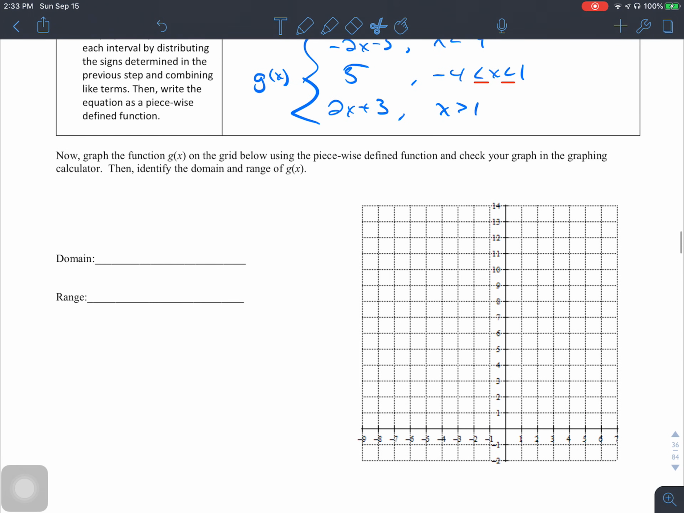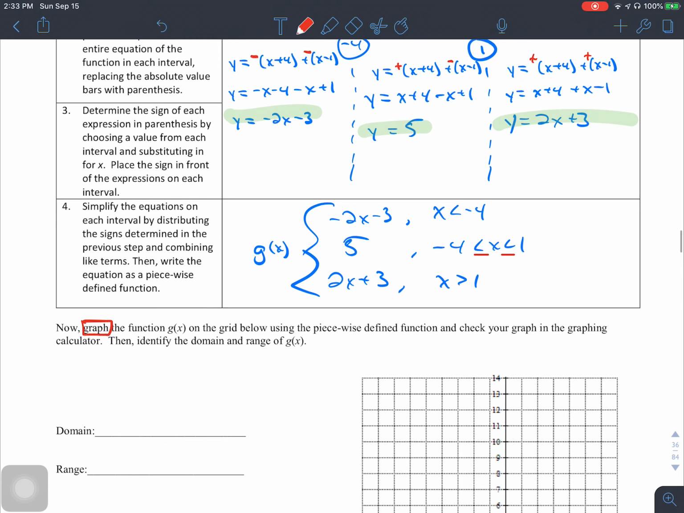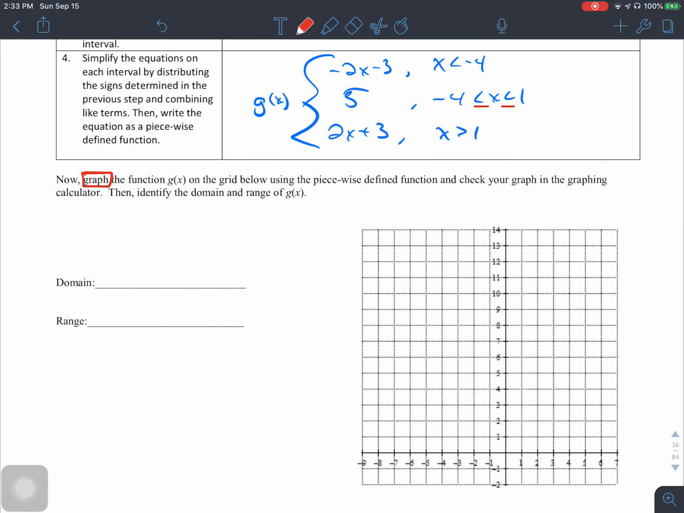Now graph the function on the grid below. Let's write that down. Graph it. Check your graph in your graphing calculator. Identify the domain and range of the function. So this graph is broken apart at -4 and at 1. I'm going to draw these dashed lines here. They are not necessary. This can be used as a guideline.